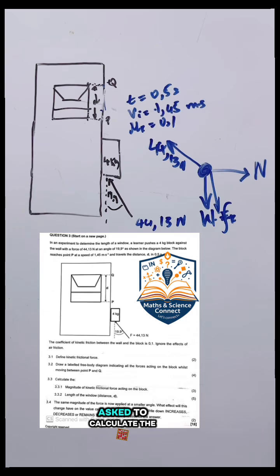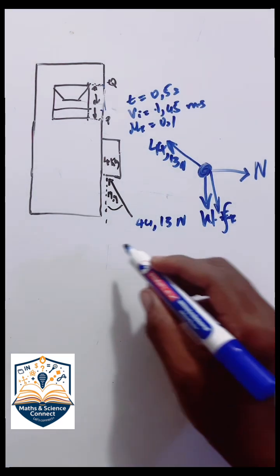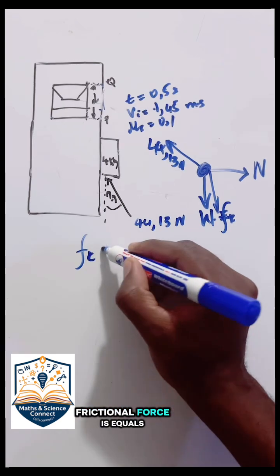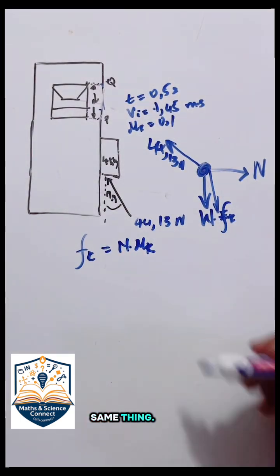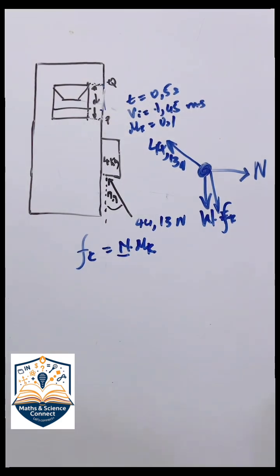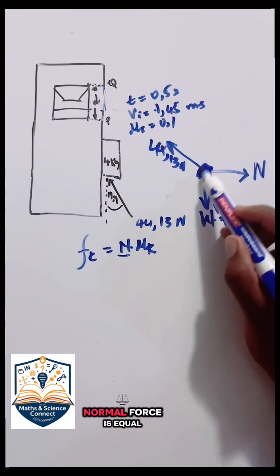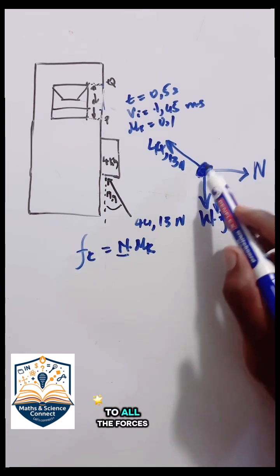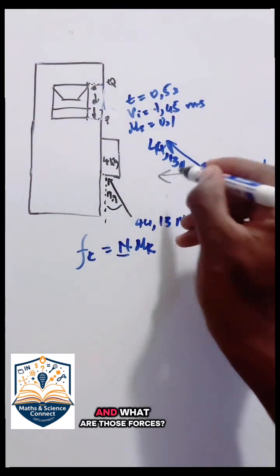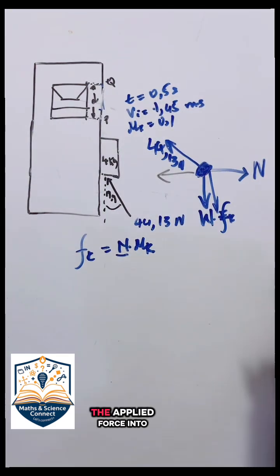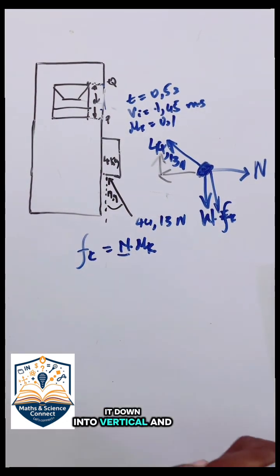Now we are asked to calculate the magnitude of kinetic frictional force. How do we calculate it? We know that kinetic frictional force is equal to normal force times mu k, or the other way around, same thing. So we must start by determining normal force. In this case, what is our normal force? Normal force is equal to all the forces that are going exactly this side. What are those forces? We have to break the applied force down into vertical and horizontal components.